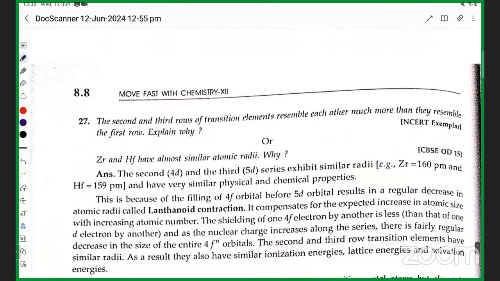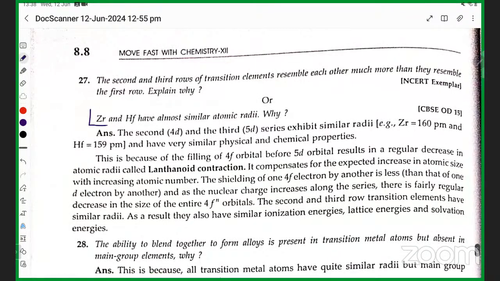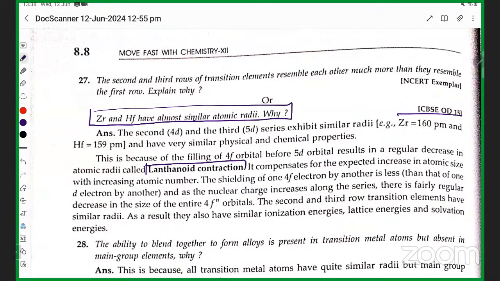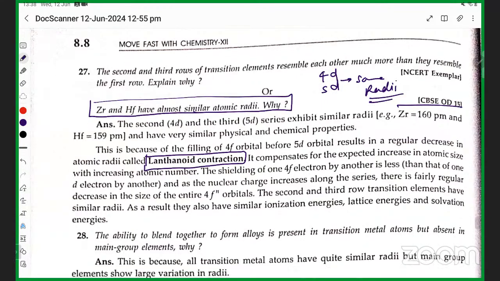Okay, the question they are asking: zirconium and hafnium have almost similar radii. Why? They ask this in the CBSE exam, many times. What is the reason? Because of the lanthanoid contraction, the 4d and 5d series have the same radii. The reason is the lanthanoid contraction.